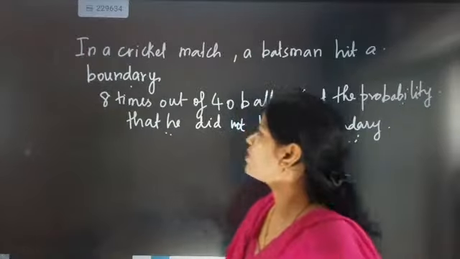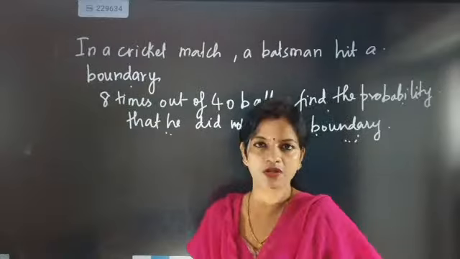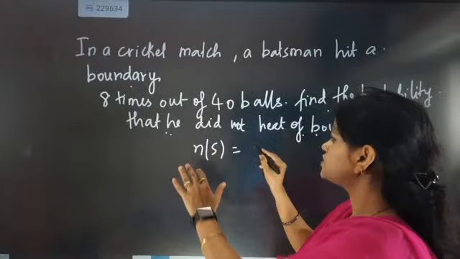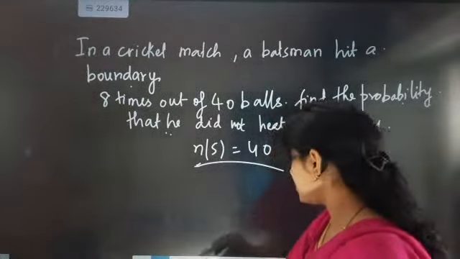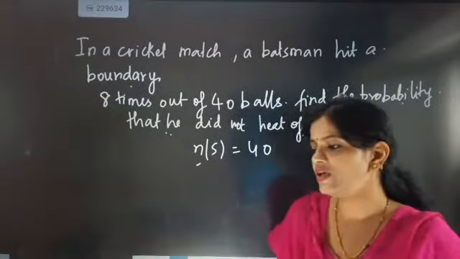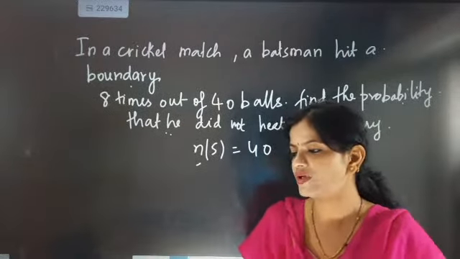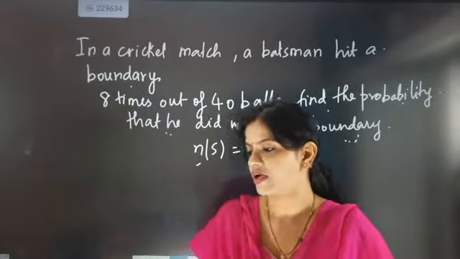How many balls he has faced? Total number of balls he faced is 40. So sample space is coming as 40. Now after facing 40 balls, exactly how many times he hit a boundary? I told you, event and not getting, both you have to exactly take out. So one time getting and one time not getting.